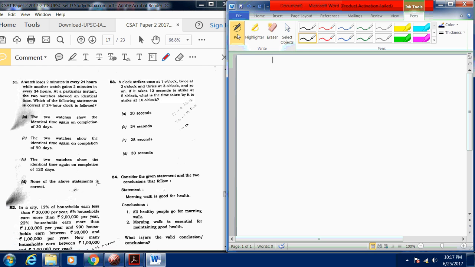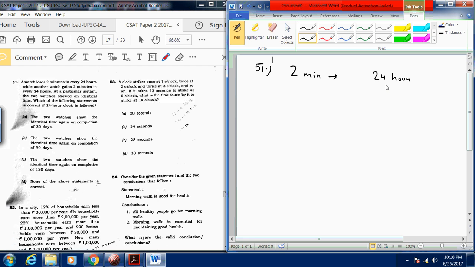Now question number 51. A watch loses 2 minutes in every 24 hours, another gains 2 minutes in every 24 hours. At a particular instant, they show an identical time. Which of the following statements is correct if the 24-hour clock is followed? Now, if they have to show the identical time, one watch must lose 24 hours and one watch must gain 24 hours to show the same time, because it is a 24-hour clock.